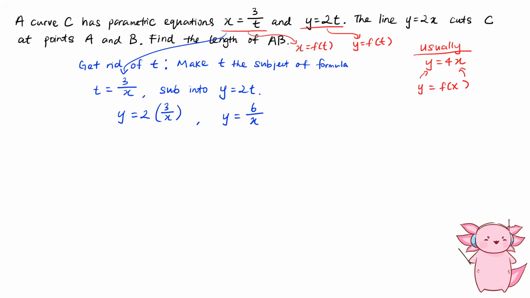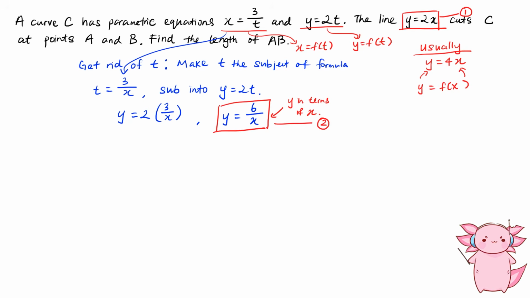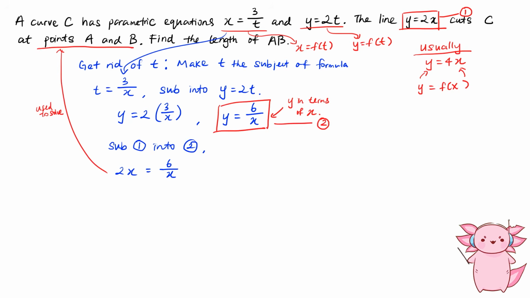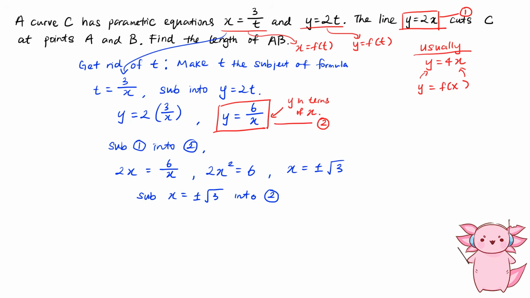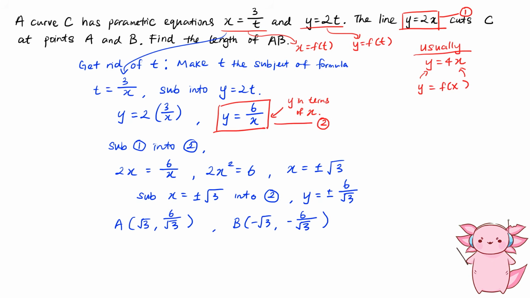and we get the equation of y equals 6 over x. Now, using this equation of y in terms of x, we can solve it simultaneously with y equals 2x in order to find the points A and B. So after getting x equals plus minus 3, we can get the corresponding y value of y equals plus minus 6 over root 3 as well. And using this, we have our coordinates of A and B.